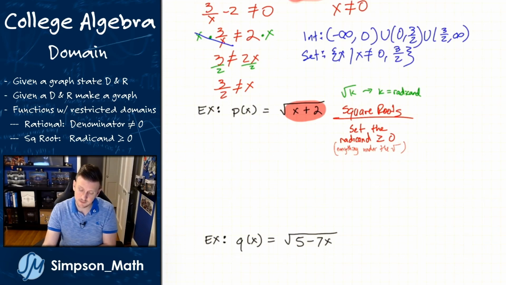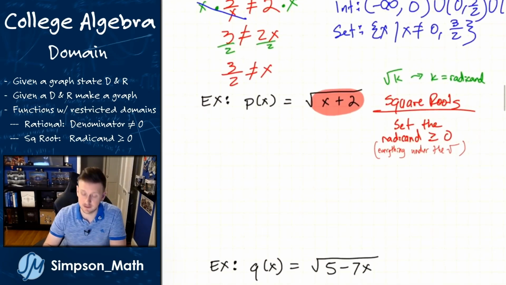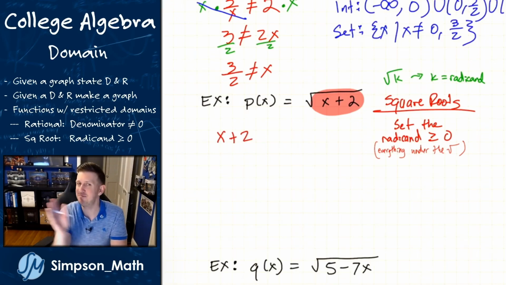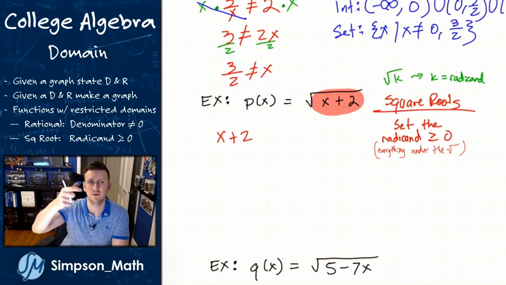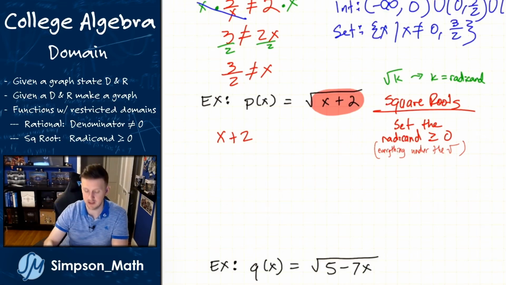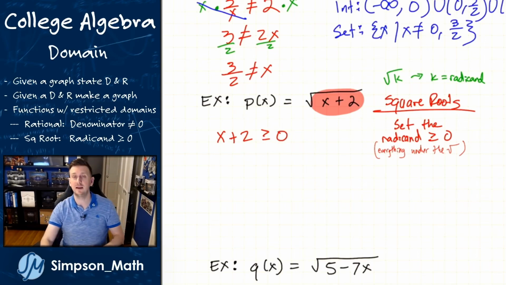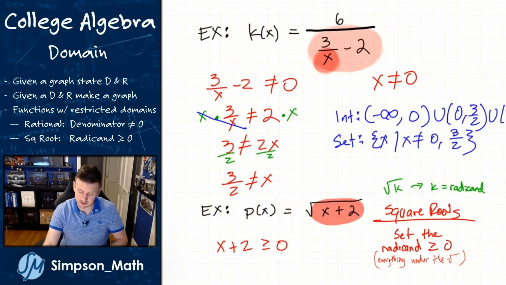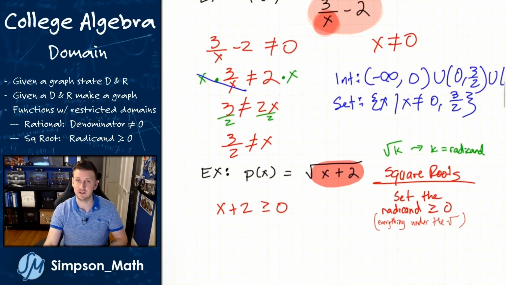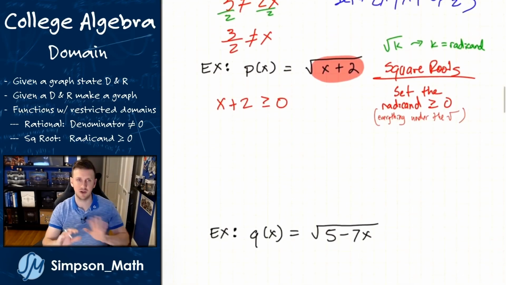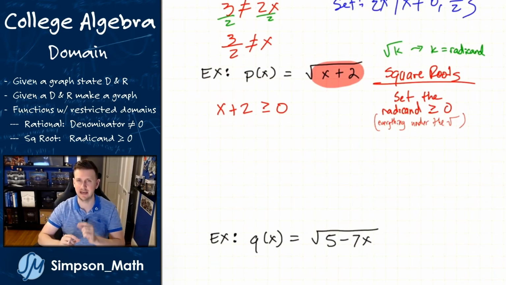So, in this case, I'm going to take this radicand, which is x plus 2. I am not squaring both sides or anything like that. This is just a logical step to pull out the radicand and say it has to be greater than or equal to 0. Just like in these steps, I'm going to take the denominator and set it to be not equal to 0. It's a logical step, not an algebraic manipulation to get it by itself.